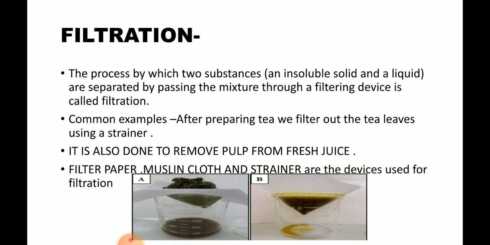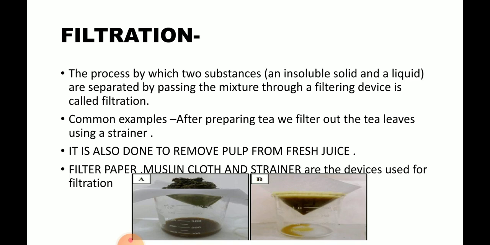Here is one more example we can take. When we prepare tea, it is filtered with a sieve, that is a strainer, and the tea leaves are collected on top. The liquid is the supernatant and is used as tea. So the common example is, after preparing tea, we filter out the tea leaves using a strainer.